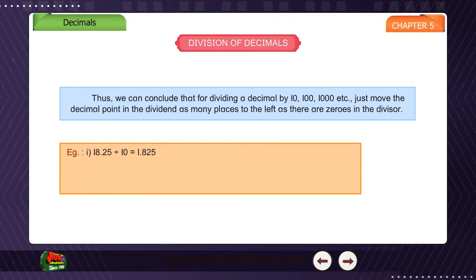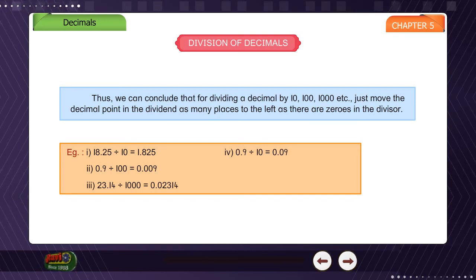Example 1. 1. 18.25 divided by 10 is equal to 1.825. 2. 0.9 divided by 100 is equal to 0.009. 3. 23.14 divided by 1000 is equal to 0.02314. 4. 0.9 divided by 10 is equal to 0.09. 5. 0.51 divided by 100 is equal to 0.0051.